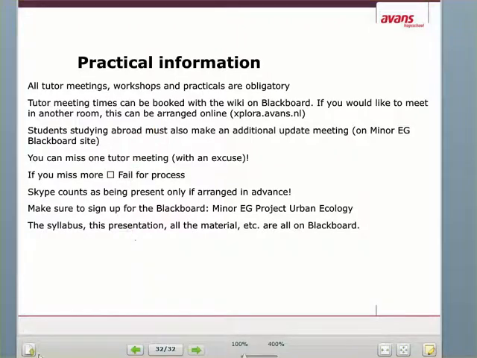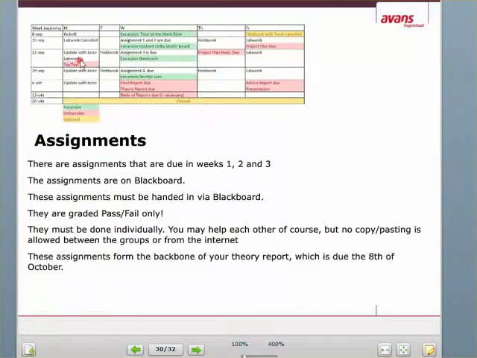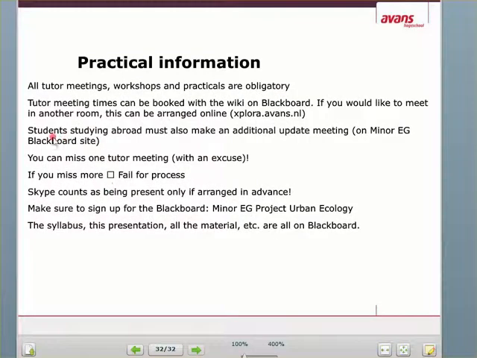The first one, let's see, it's on the schedule. The first one is on the 22nd, update with tutor, the 29th, and the 6th. Those are the 3 obligatory meetings. Any last points? Yes, students studying abroad must make an additional update meeting.